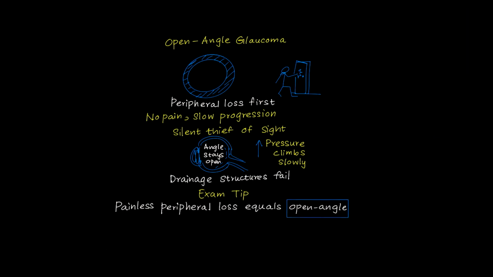Here's an exam tip for you. Painless peripheral vision loss equals open-angle glaucoma. Memory hook: silent sides, silent thief.